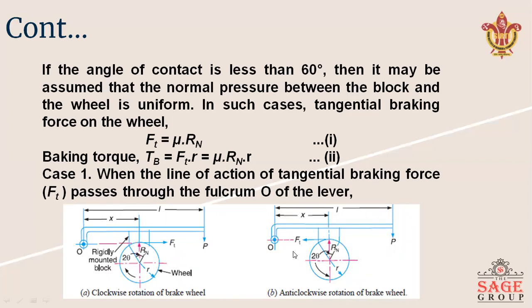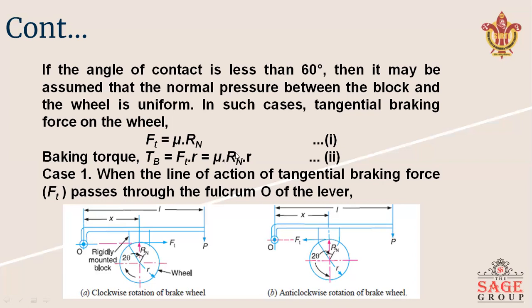In the anti-clockwise case, only the direction changes, so the direction of the tangential braking force is also changed, but the line of action of the tangential braking force is the same. This is the effort applied at the end of the lever, P, and this is the length of the lever, L. Now we have to calculate the value of Rn, the normal reaction.